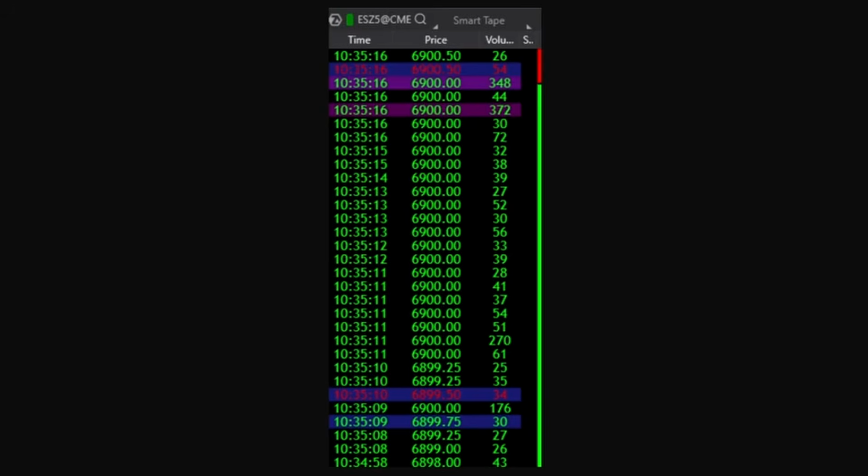Okay? If they were coming into that 6,900 node and we were seeing a bunch of red orders, a bunch of sell orders, maybe they were at 899 or 898, and we were starting to push down below 6,900, and we kept seeing those red orders coming in, then obviously the sellers would be pushing that node. They would try to control that node.